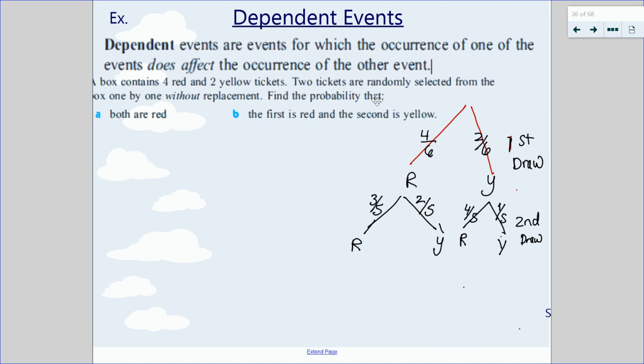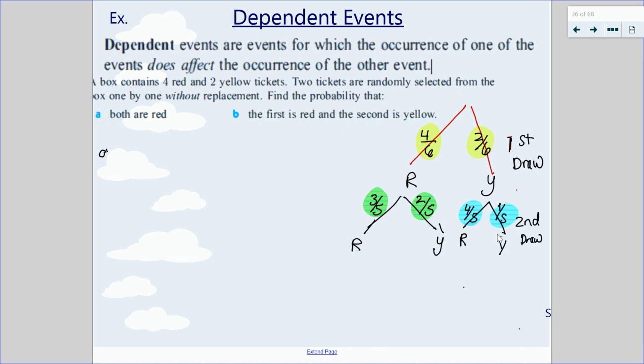So that's why it's called a dependent event, because number 1, there's less tickets left. There were 6 tickets, now there's 5 tickets left, so the denominator changed. Also, if you've drawn 1 red, there's 1 less red. If you've drawn 1 yellow, there's 1 less yellow. One thing to note, these add up to 1. These have to add up to 1. And these have to add up to 1. If they don't, then something's messed up with your probability.